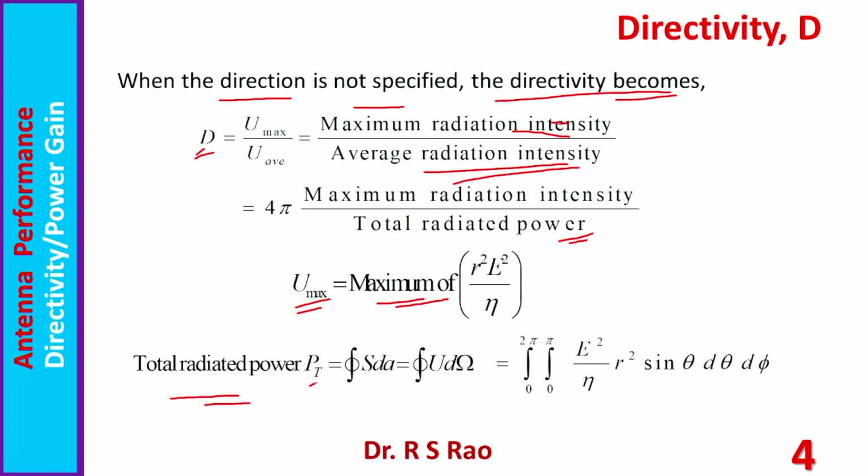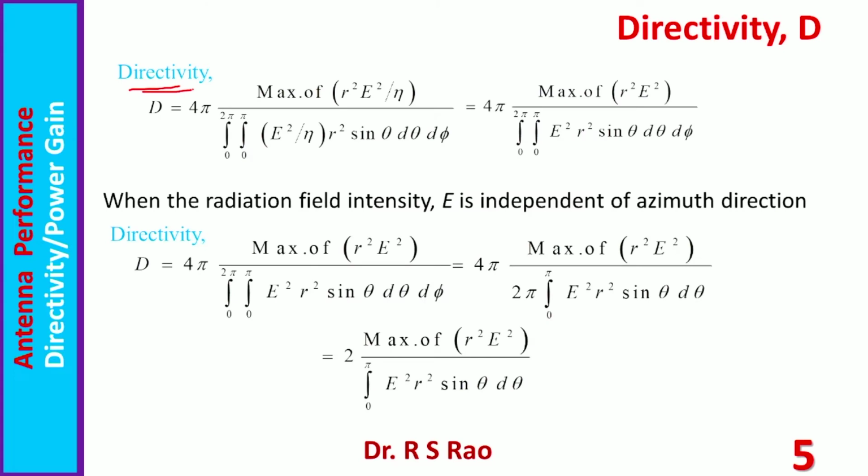Total radiated power P_rad is the closed surface integral of S dA. It is also equal to the closed integral of U d omega. Here integration is with respect to solid angle. d omega means solid angle integration, and dA means integration over ordinary area. Both are equal to the integral 0 to 2 pi, 0 to pi of E square by eta R square sin theta d theta d phi.